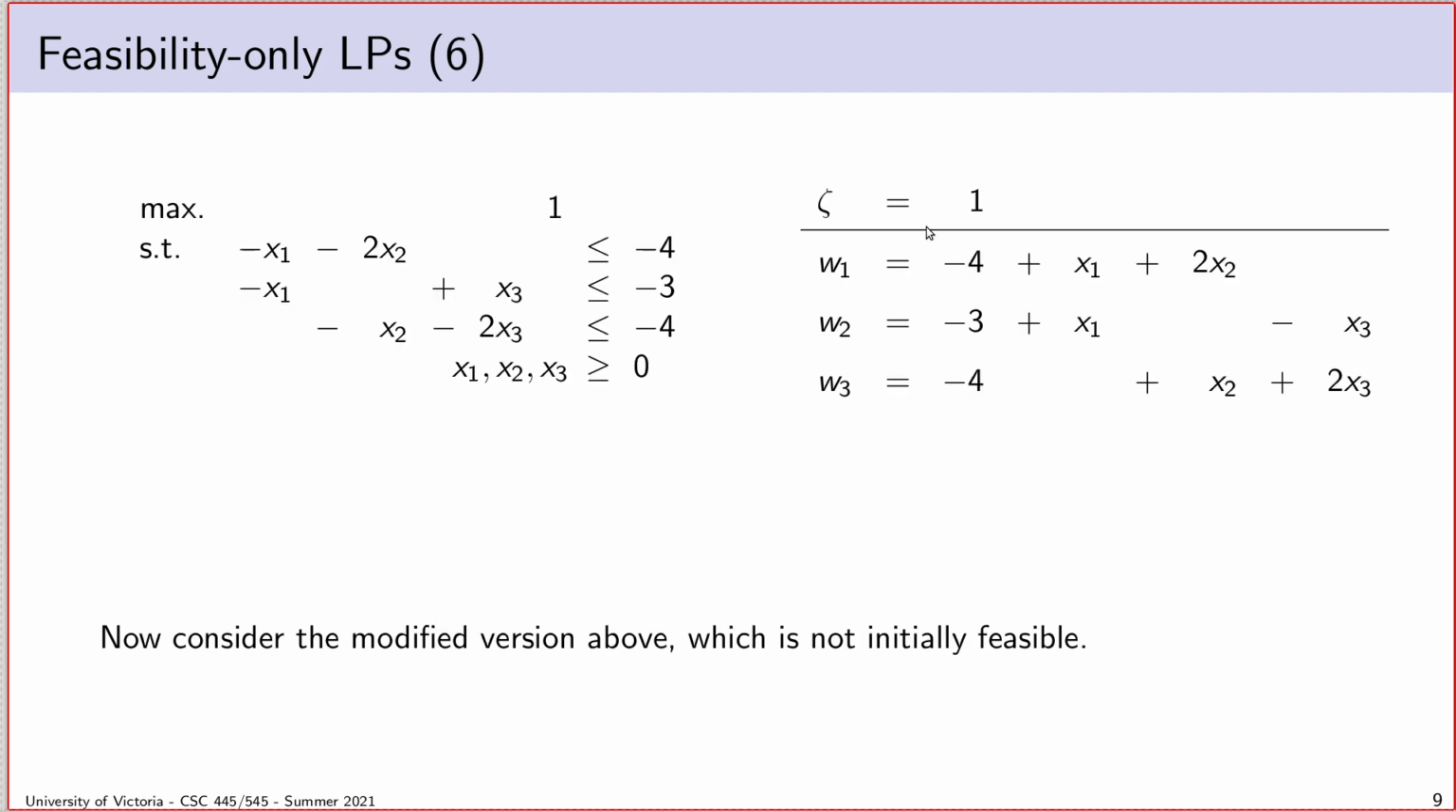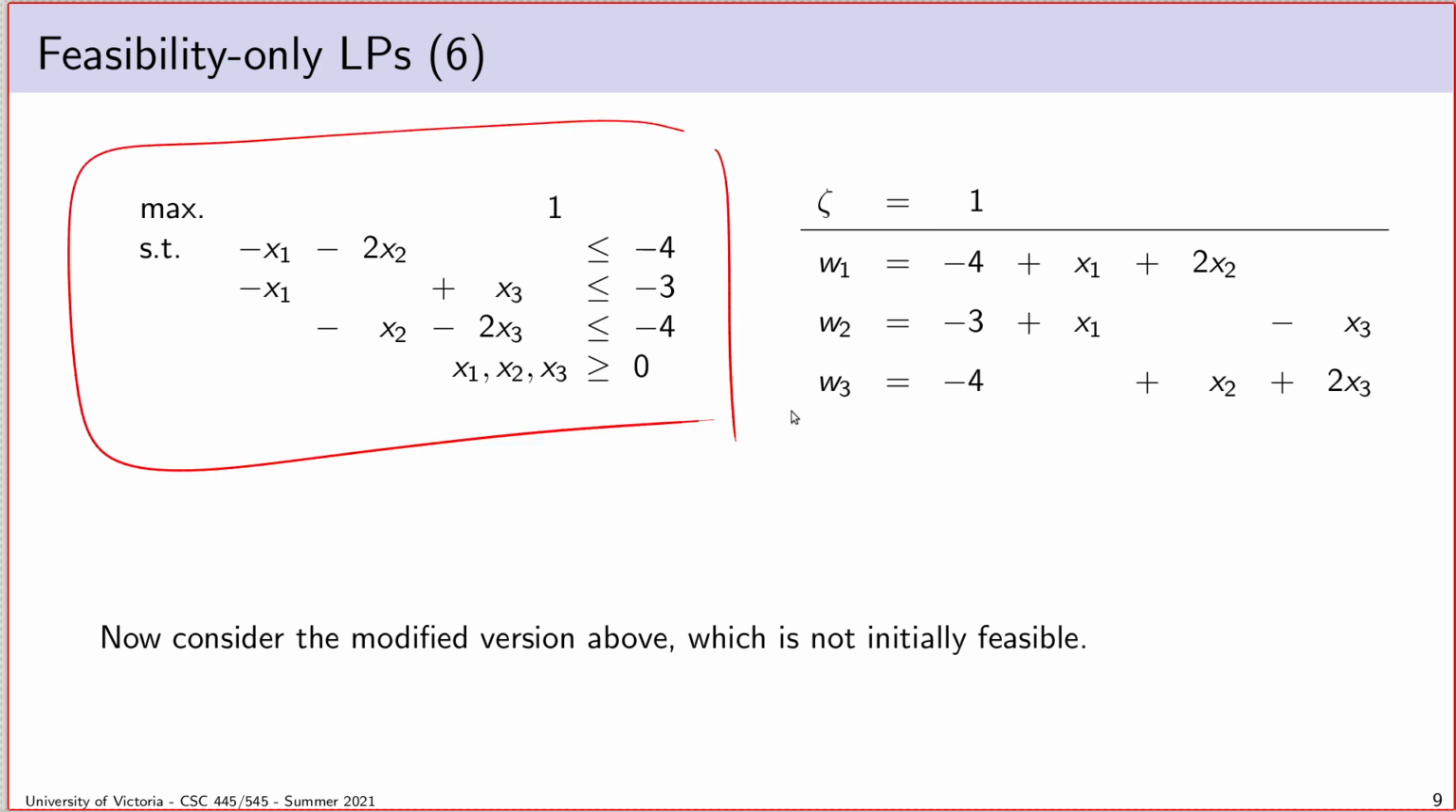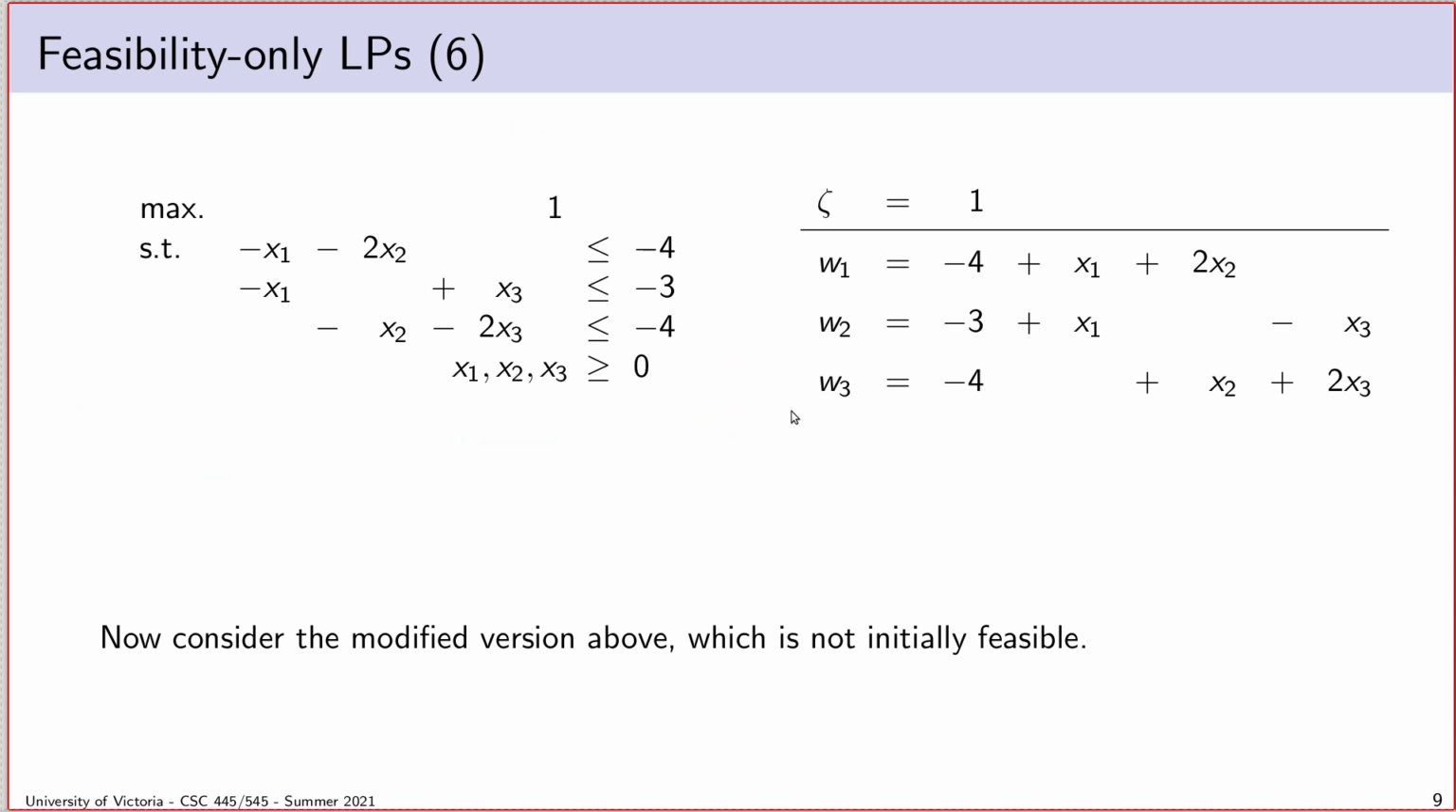So let's take a look at this. Here's a modified version of the same LP, which isn't initially feasible. And again, if you have an LP in standard form, you can look just at the LP itself to decide if it's going to be initially feasible, because if the less than or equal to constraints have a negative number on the right-hand side, we know that the all 0 assignment is not going to satisfy the constraint, so it won't be initially feasible.